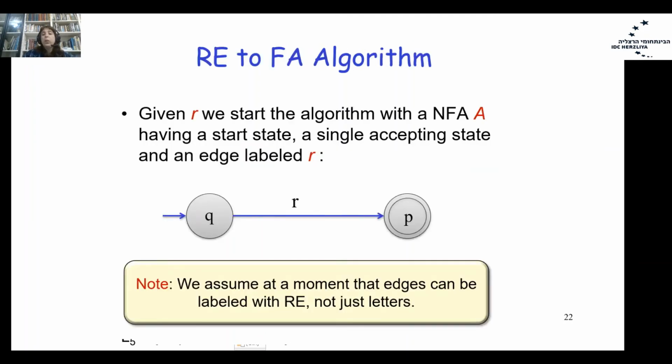Okay, the algorithm will be the following one. We will start building an automaton with two states, Q the starting state and P the accepting state. And on the edge, we will write the whole regular expression. So we have an edge labeled with R between Q and P. And currently, we are allowed to use the whole regular expression, not single words, as a notation for labeling the edges of the automaton.